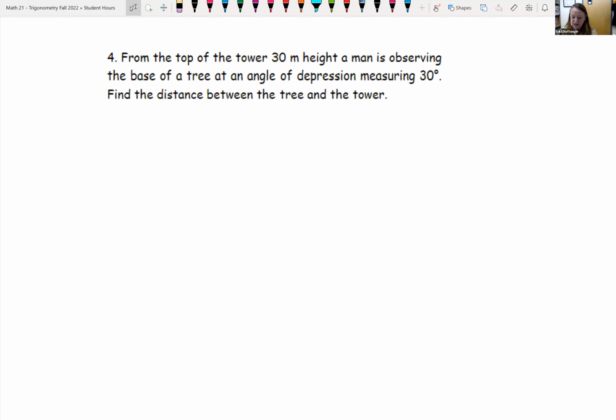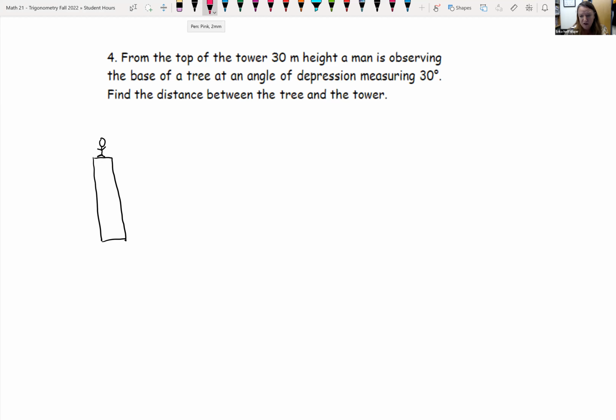Okay, so the next one says from the top of a tower, 30 meters height, a man is observing the base of a tree at an angle of depression measuring 30 degrees. Find the distance between the tree and the tower. Okay, so you have some tower. It says the man is on top of the building, and he observes a tree at an angle of depression.